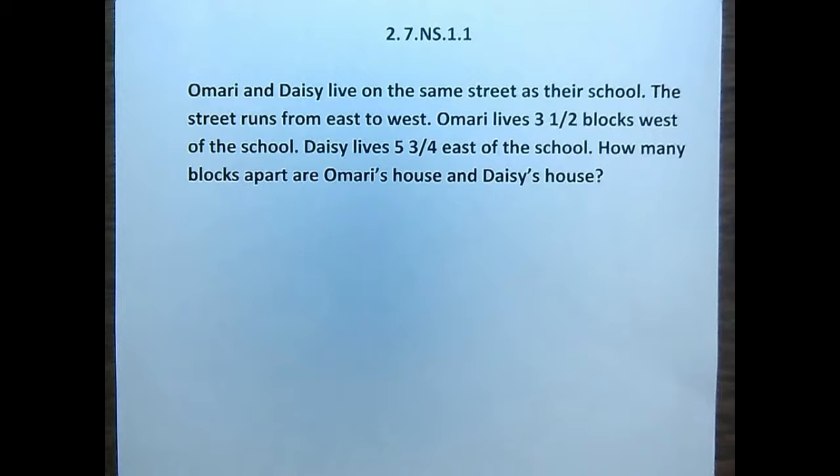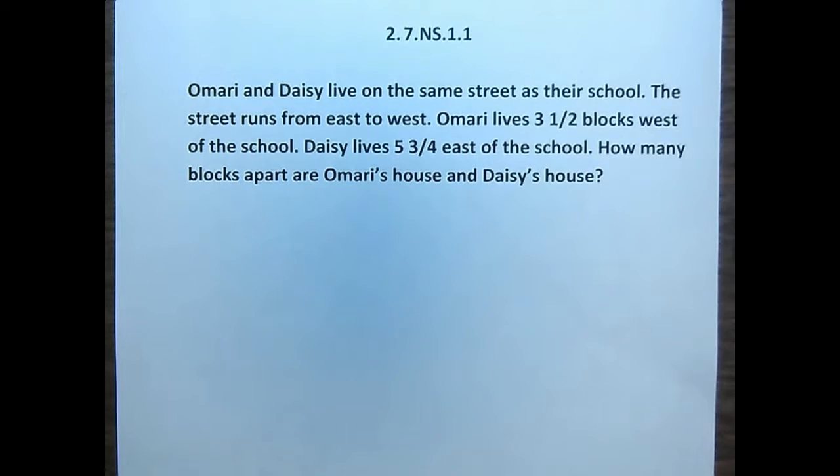This one says, Omiri and Daisy live on the same street as their school. The street runs from east to west. Omiri lives 3 1/2 blocks west of the school. Daisy lives 5 3/4 blocks east of the school. How many blocks apart are Omiri's house and Daisy's house?